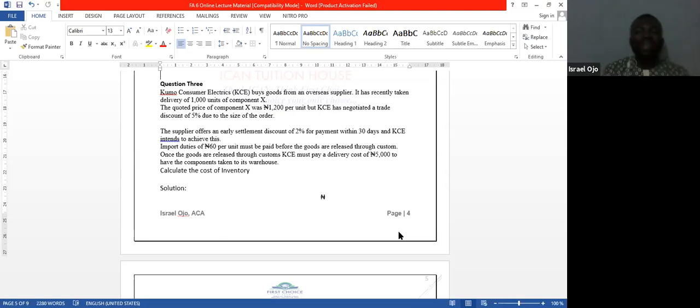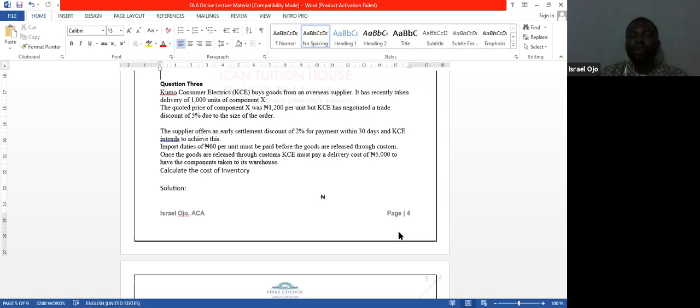Because it's buying in large size, you have the opportunity to negotiate. That's trade discount. So they gave him a trade discount of 5%. The supplier offers an early settlement discount of 2% for payment within 30 days, and KCE intends to achieve this. Import duties of 60 naira per unit must be paid before the goods are released through customs. Once the goods are released through customs, KCE must pay a delivery cost of 5,000 to have the component taken to its warehouse. So you are required to calculate the cost of inventory.